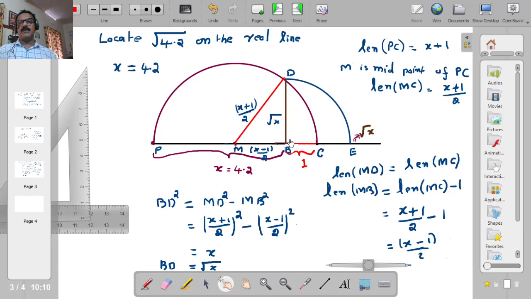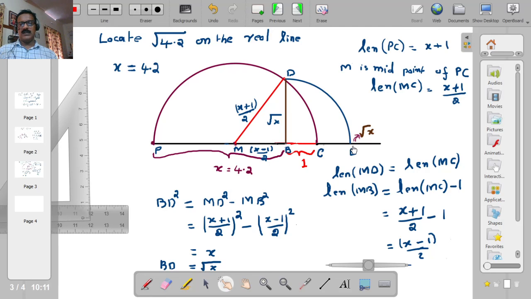See, BD and BE are radius of the same circle. We have drawn a circle centered at point B and whose radius is equal to BD. It met the extension of the line segment PC at point E. Definitely, the point E will be at a distance of square root of x from B, because BD is equal to square root of x. So BE will also have the length square root of x, because BD and BE both are radius of the same circle.